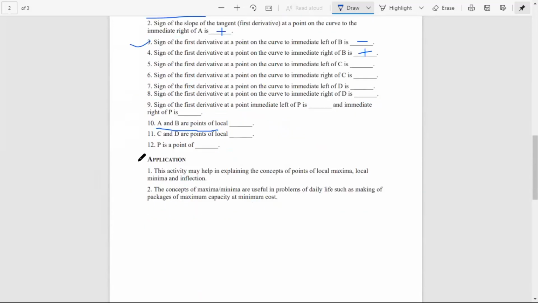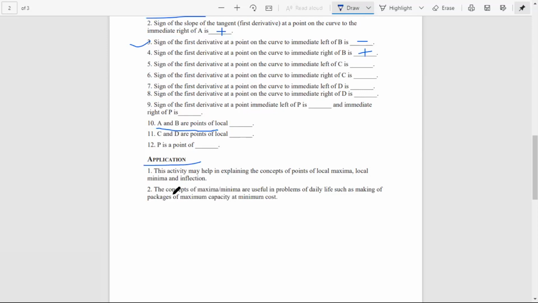Very good. Okay, application. This activity may help in explaining the concepts of points of local maxima, local minima, and inflection. The second application is that the concept of maxima and minima is useful in problems of daily life, such as making packages of maximum capacity at minimum cost. That is making a box. You remember we have done a problem. From the corners of a sheet, we cut a square and make a box. So what will be the maximum volume of the cuboid? Do you remember?